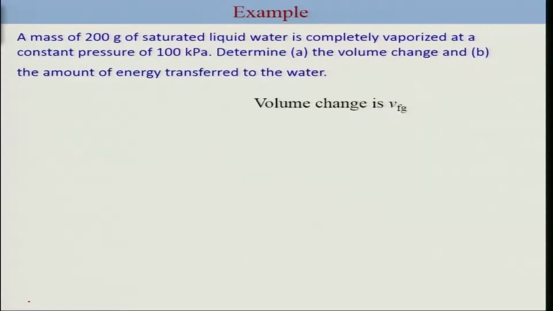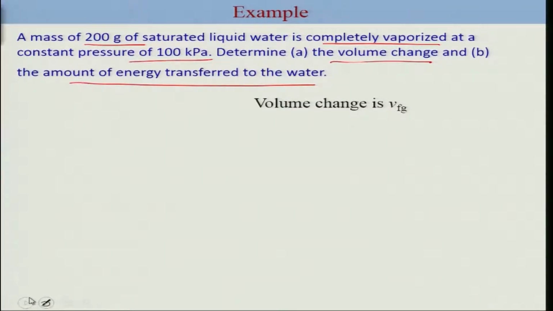Okay, welcome back. So we were discussing properties, and we will continue the discussion. We will take another example, of saturated liquid water of mass 200 gram, which is completely vaporized at a constant pressure of 100 kilopascal. What we have to determine is the volume change and the amount of energy transferred to the water. And the idea is to make use of the tables in order to solve the problem. Okay, so let's look at it.